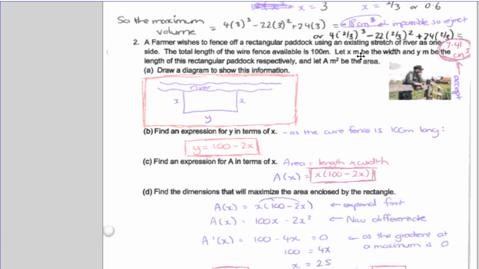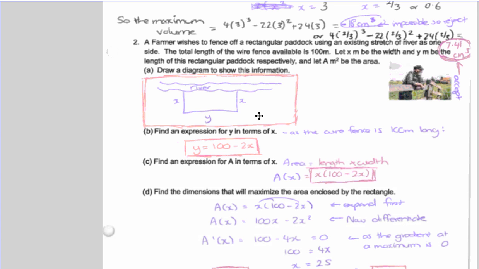So let's call x the width and y the length of the rectangular paddock. Let A meters squared be the area, so just say that A of x is our area function. Draw a diagram. So you've got your river, you've got your rectangular paddock around here. It's got a width. Width is generally shorter than the length. So x is the shorter side, y is the length.